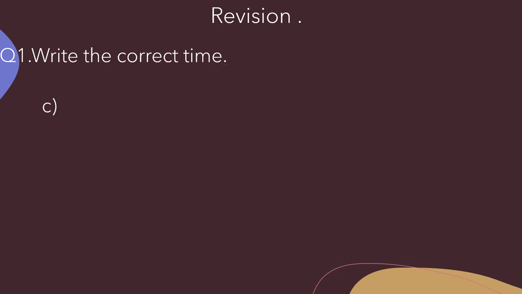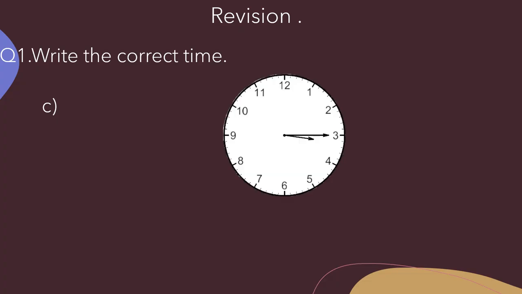Now in C part, this clock is given. Now we have to see where the minute hand is. Here the minute hand is at number 3. Okay, so how can we write it? Quarter past. I told you earlier, whenever the minute hand is at number 3, then we speak the time as quarter past. And the hour hand is between 3 and 4 but slightly near 3. So how can we write this time? That is quarter past 3.